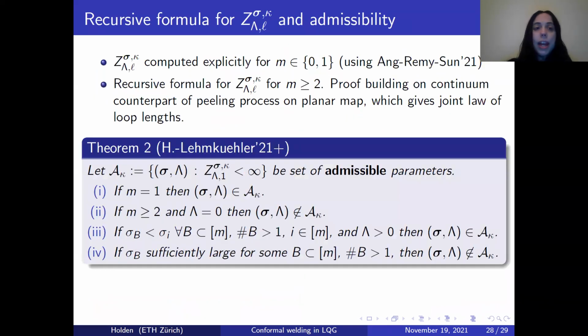Okay, so going back to these partition functions. In our work, we are deriving a recursive formula for the partition functions z. When the number of marked points m is equal to either 0 or 1, one can compute an explicit formula for z. When the number of marked points is greater than or equal to 2, we derive a recursive formula for z.